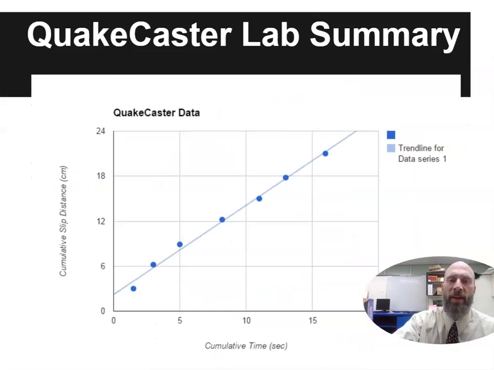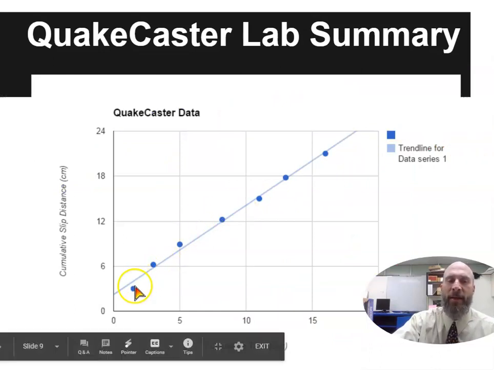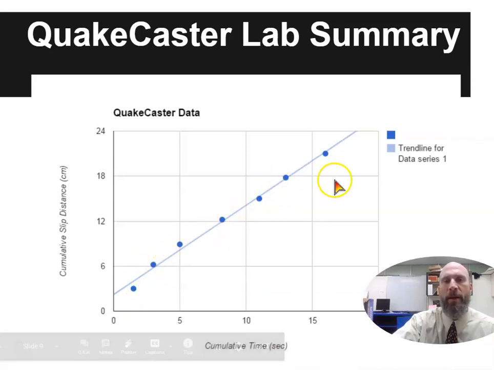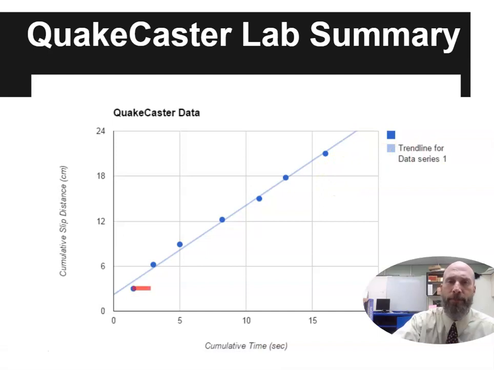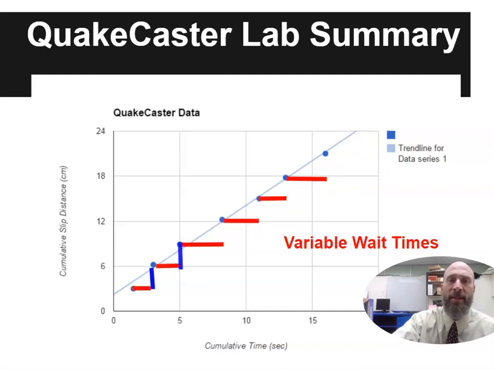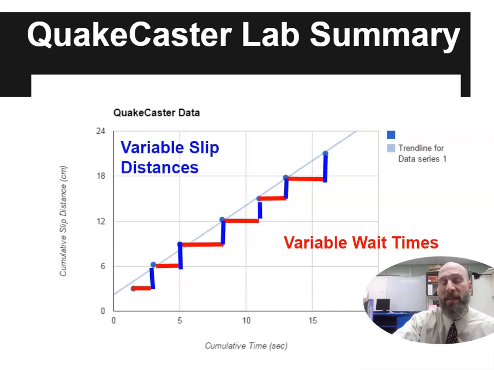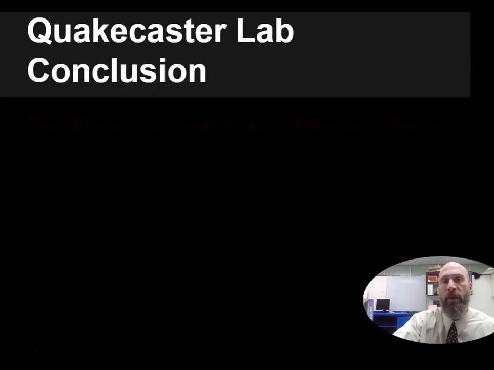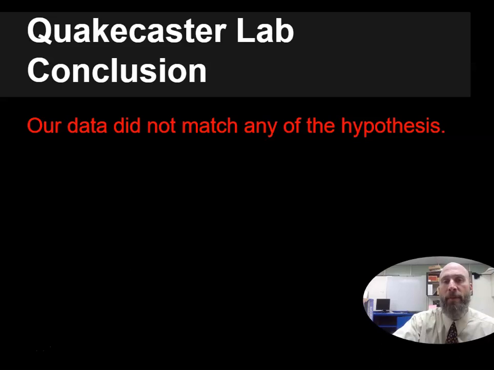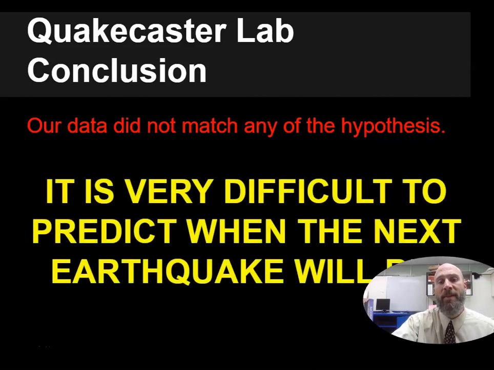Instead, what we find is that if we look at data and collect data, you'll notice that we're not lining up. You've got a few that hit the line, right? But they're not landing on the line, which leads us to the idea that we have these variable wait times, and we have a variable size of the earthquake as well. So the conclusion here is that the data did not really match any of those three hypotheses. Really, the one that matches the best is that the earthquakes are relatively random. And as a result of that, it's very difficult for us to predict when the next earthquake will be.